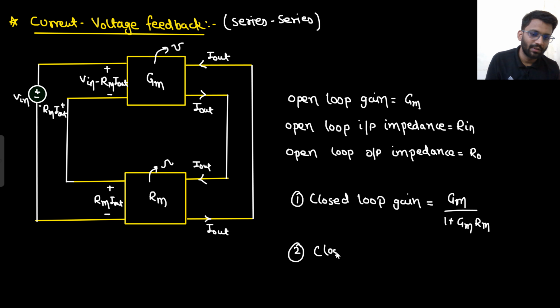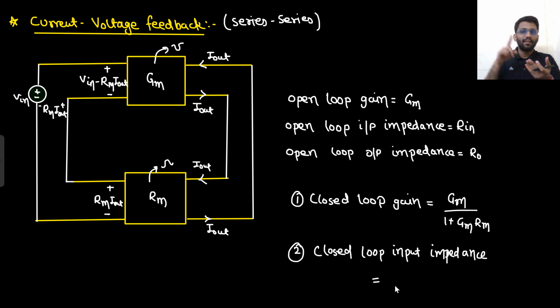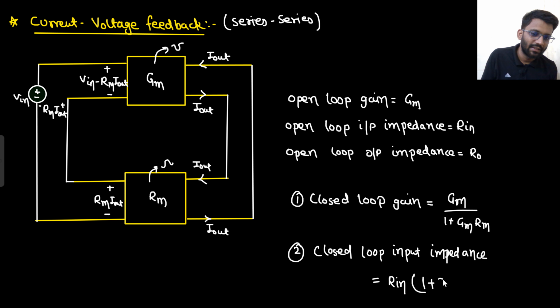What should be your closed loop input impedance? Try thinking about it and then tell the answer. What kind of amplifier is that? The output is current, input is voltage. This is a transconductance amplifier. What is input? Input is voltage. So what do you need? You want more and more voltage across the input resistance. If you want more and more voltage, that means Rin should be higher. So Rin into 1 plus A beta. What is A beta? GmRm.